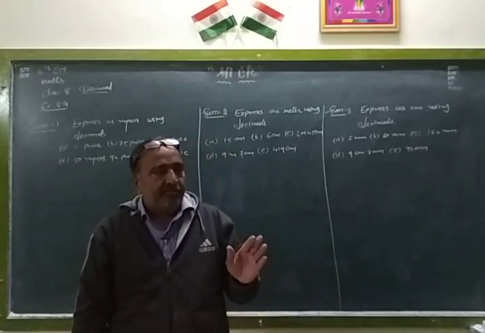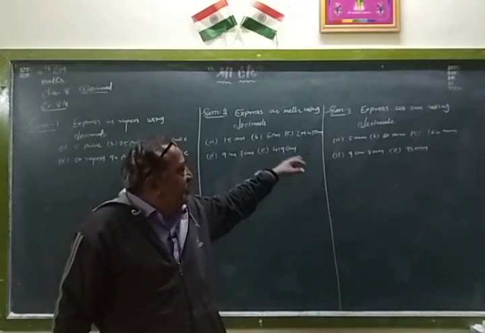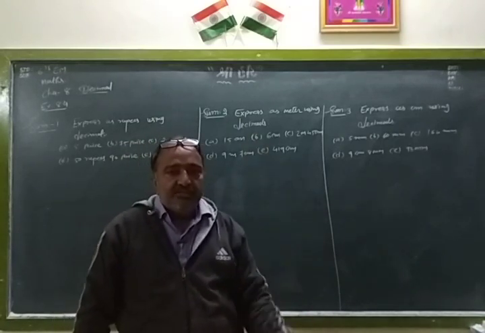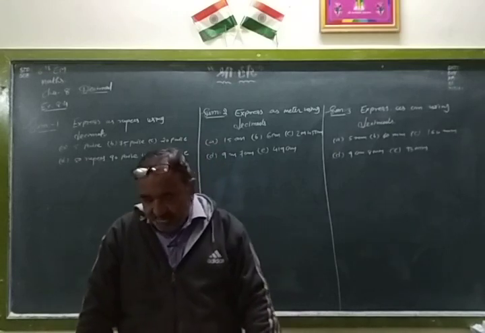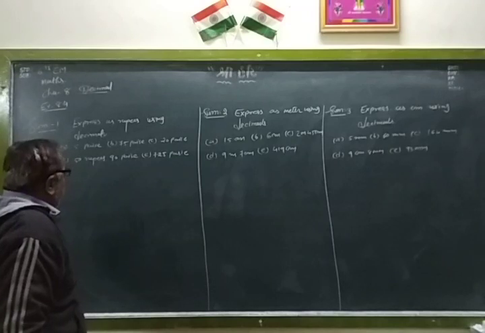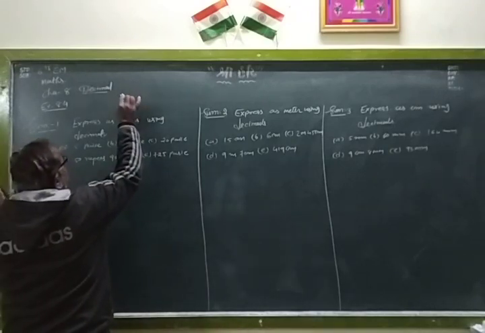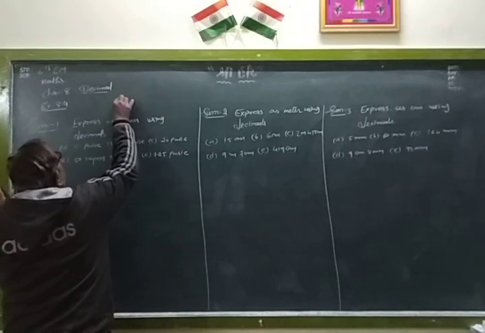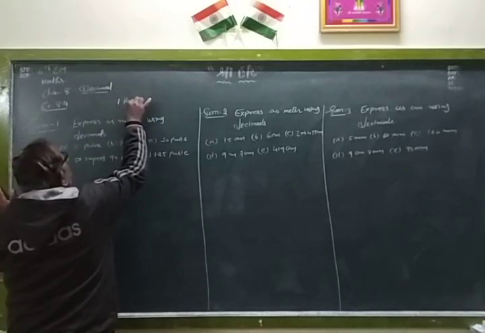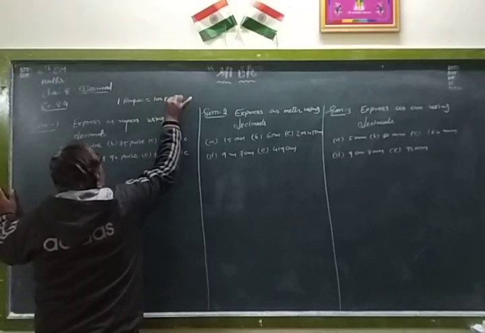Suppose paise in rupees, centimeter in meter, mm in centimeter. So first we have to have knowledge about what is the main difference between rupees and paise. So 1 rupee is equal to 100 paise.